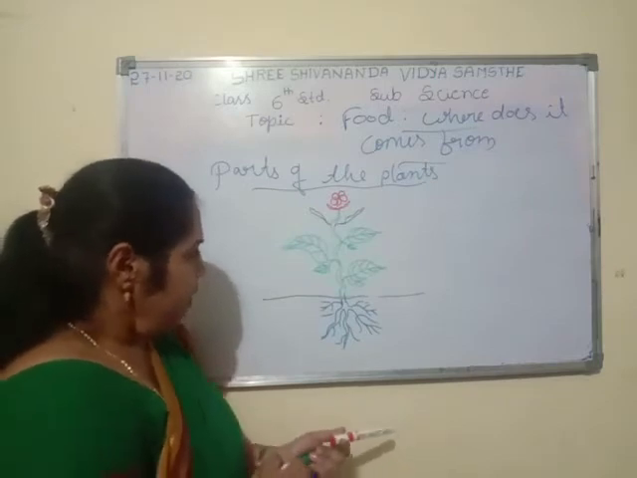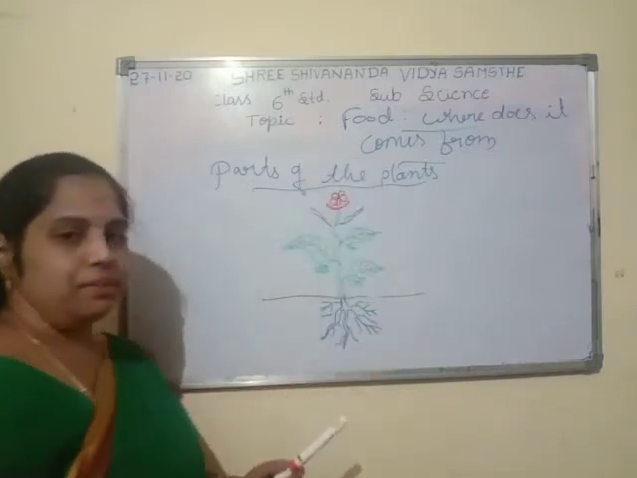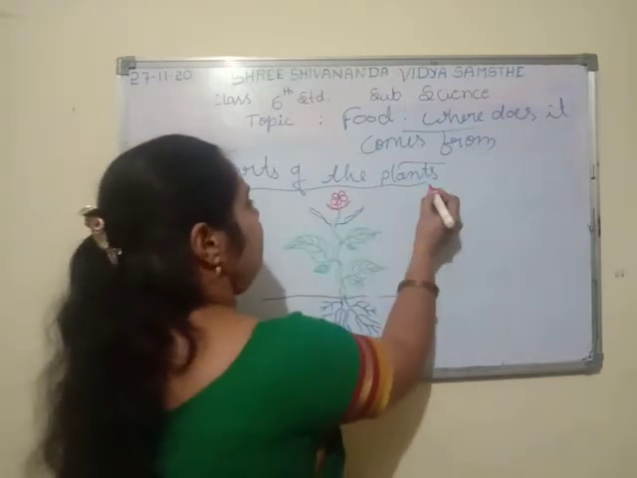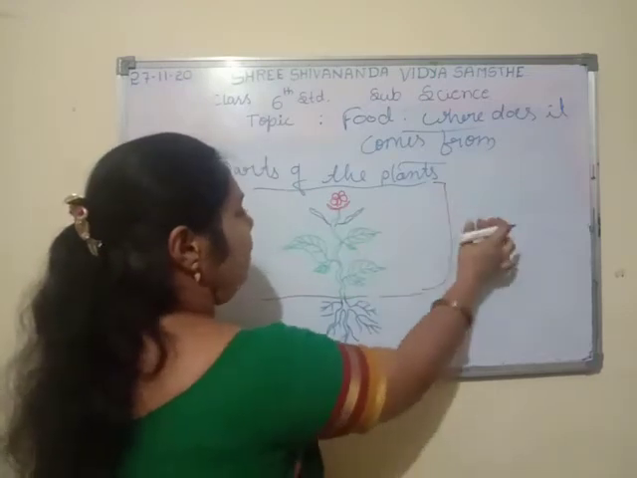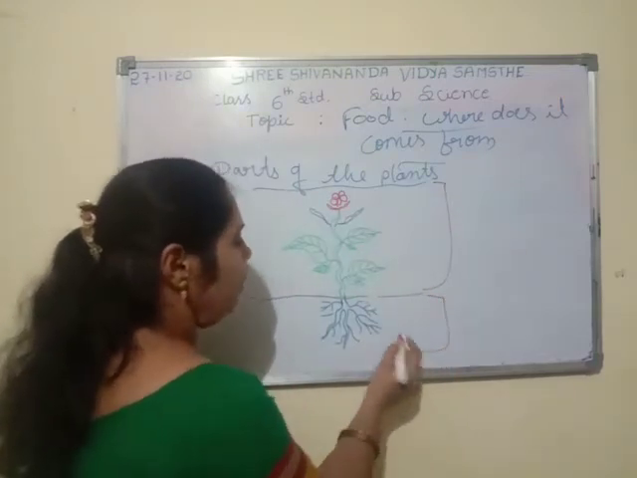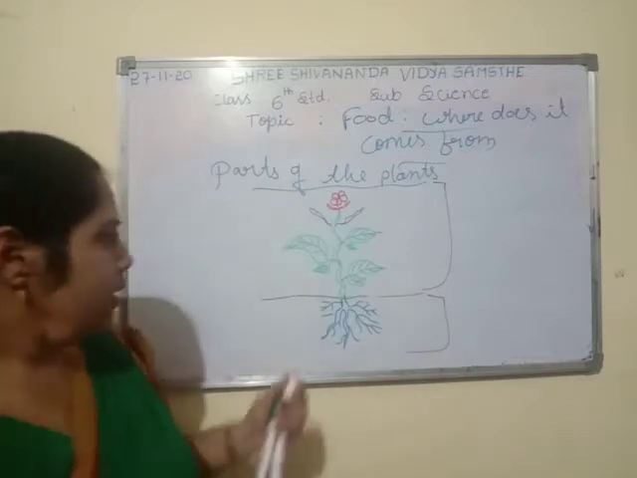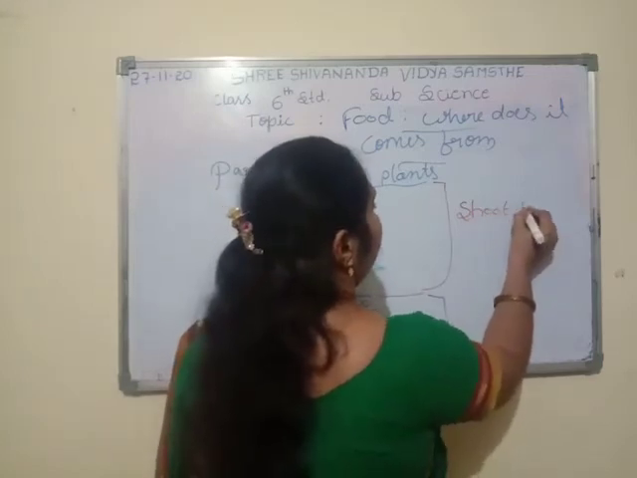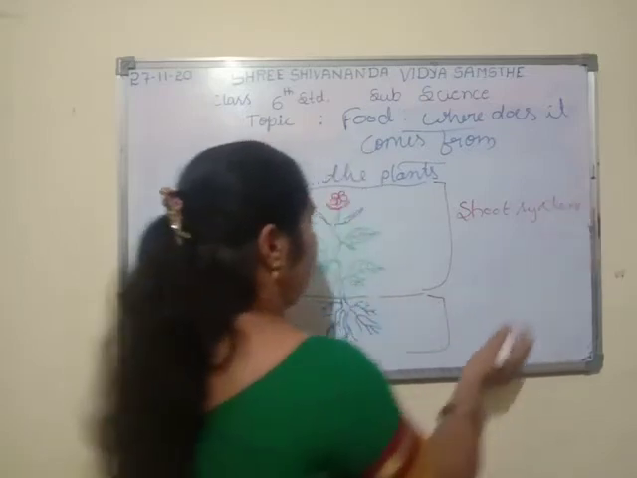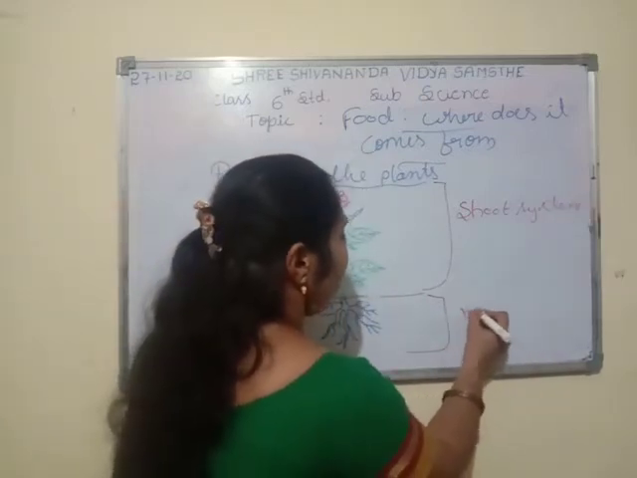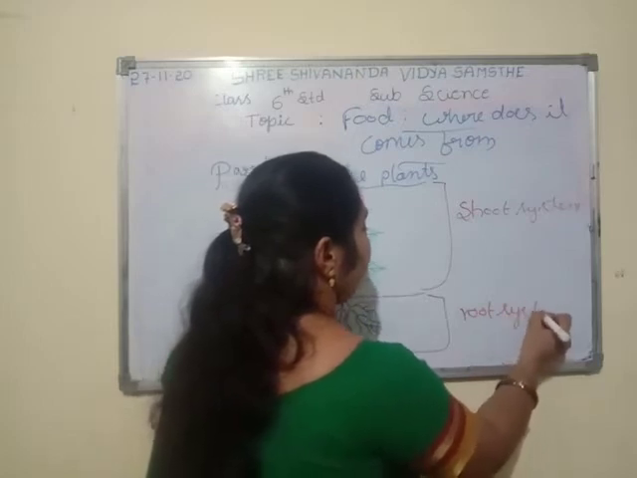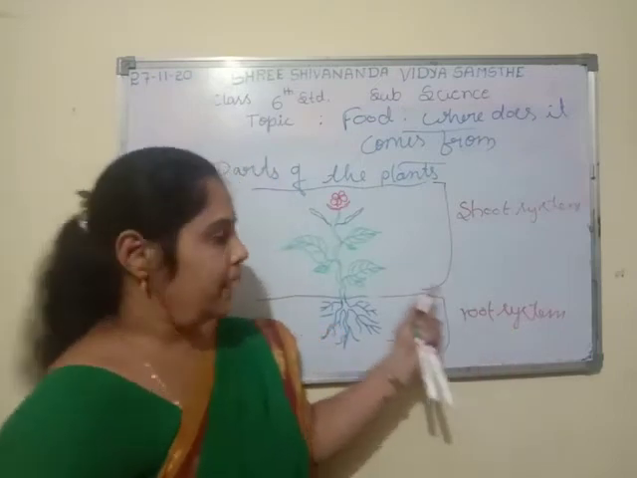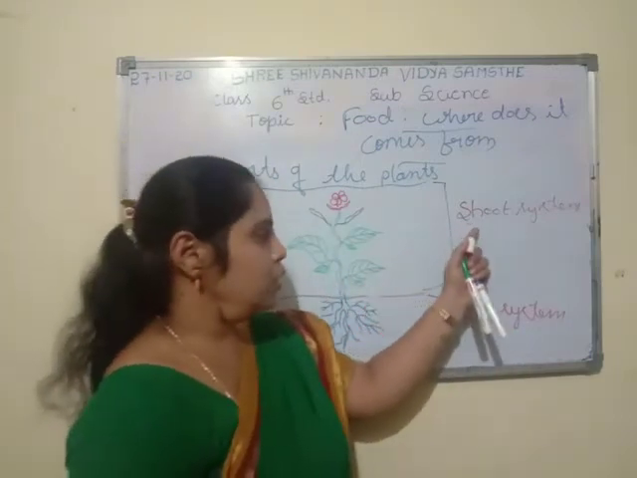Here, if I take the whole plant, it is broadly classified into two types. The visible part is known as one part, and the invisible part of the plant is known as the other part. The visible part is known as the shoot system, and the invisible part is known as the root system. Shoot system and root system. Mainly the plant is divided into two types, that is shoot and root.